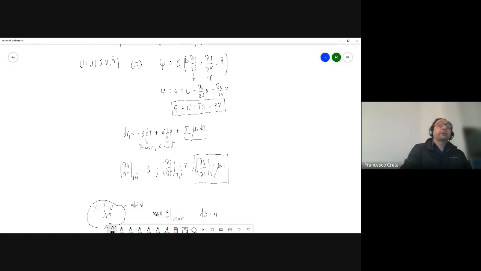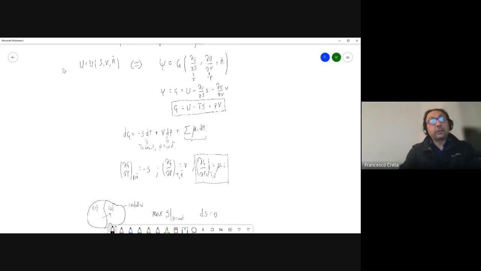By defining, for example, the Gibbs energy, we realize that dG equals 0 holds for a closed system kept at constant temperature and pressure. dG equals 0 will be an equivalent equilibrium condition to saying the minimum of internal energy. The advantage of this is that it will be specialized to a particular system.